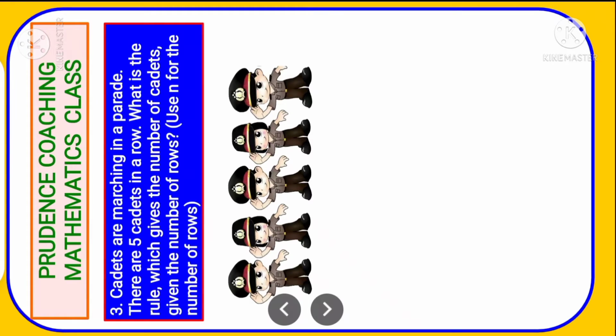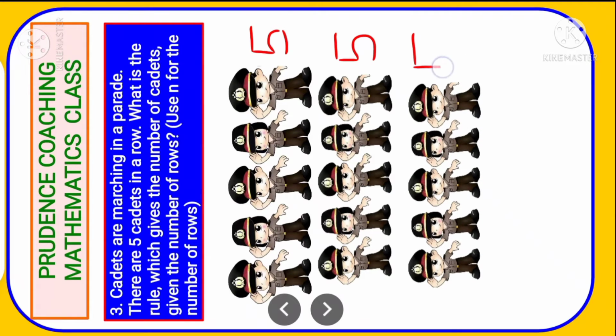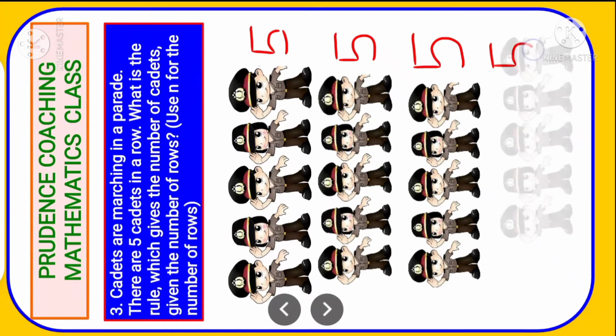So as you can see, if in a single row 5 cadets are there, and the number of rows is 2, how many cadets will you get? In the first row 5, plus in the second row 5, that is 5 plus 5, 10, or 5 into 2, the number of rows, you will get 10. If the number of rows is 3, how will you get the answer? 5 into the number of rows, that is 3, you will get 15, or 5 plus 5 plus 5, you will get 15.